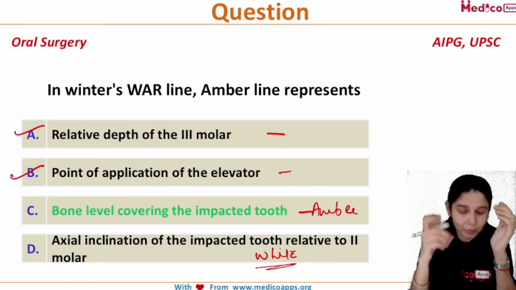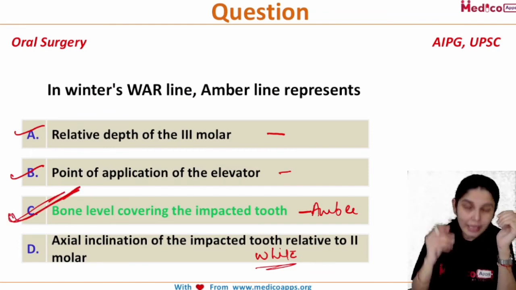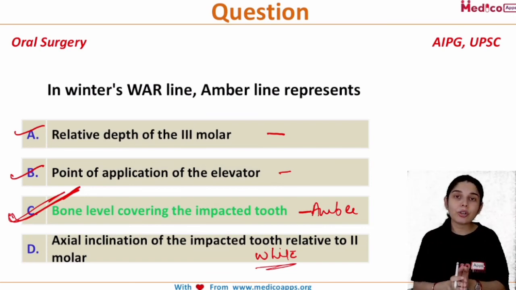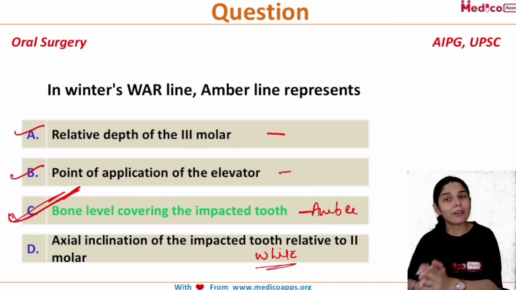The answer for this question is the bone level covering the impacted tooth, that is the Amber's line, and we have also covered the questions on the white line as well as on the red line.